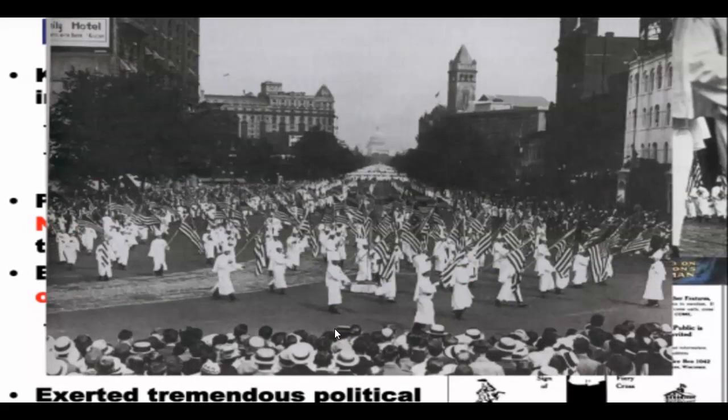They exerted tremendous political influence by the middle of the decade, by the 1920s. In fact, it's somewhere around 7 or 8 states where the KKK had political control of state capitals, legislatures. So they had a lot of influence, like I said, especially in rural parts of the country and small towns and small cities in the United States. All right, so the KKK is making a huge comeback in the 1920s.